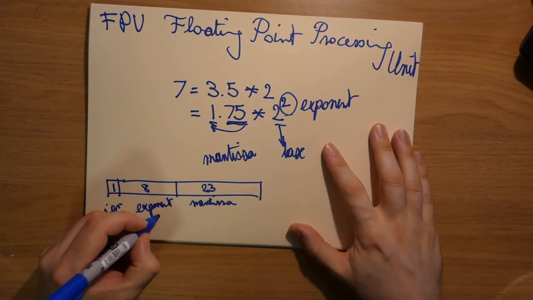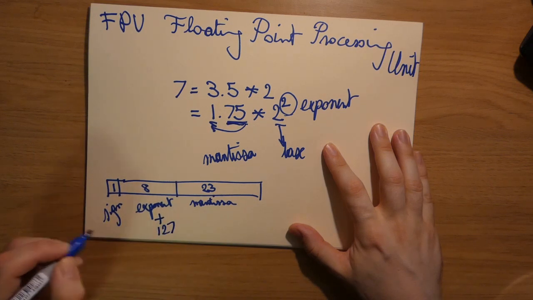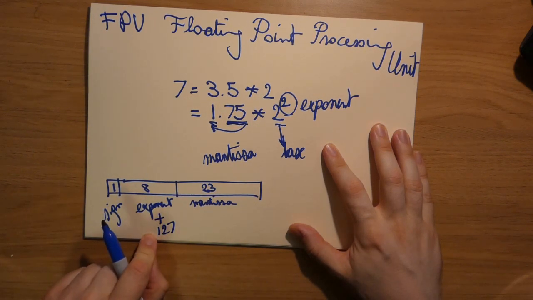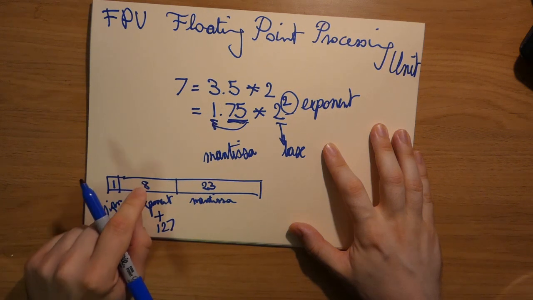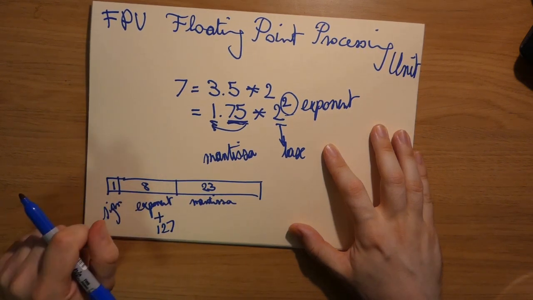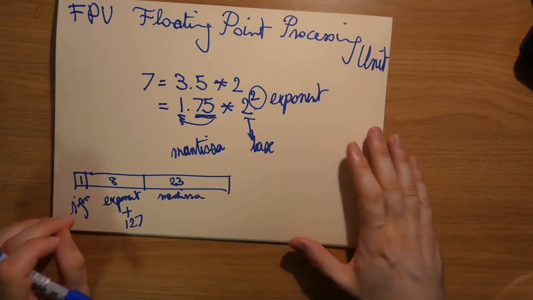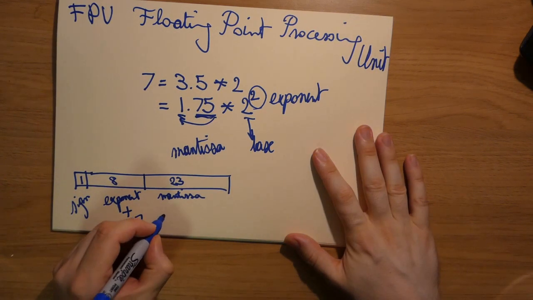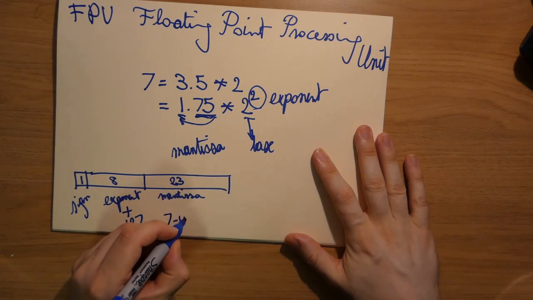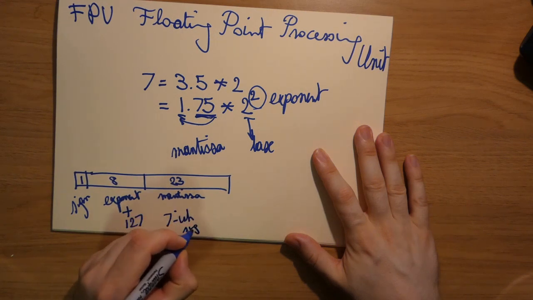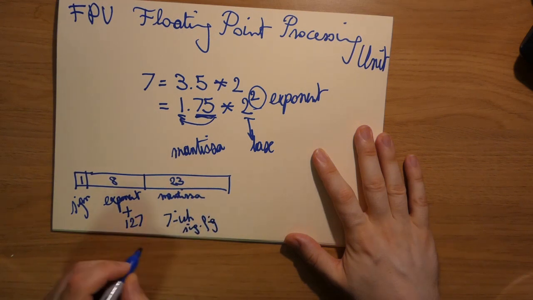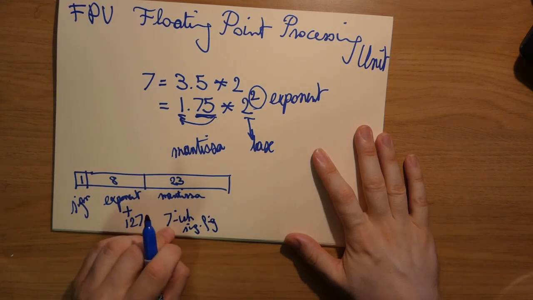Programmers don't like it when you have just zeros which represents something other than 0. So for this reason, there is a bias introduced here. 127 is added to the exponent. With this system, you can only trust about 7-ish significant figures once you convert to base 10, right?